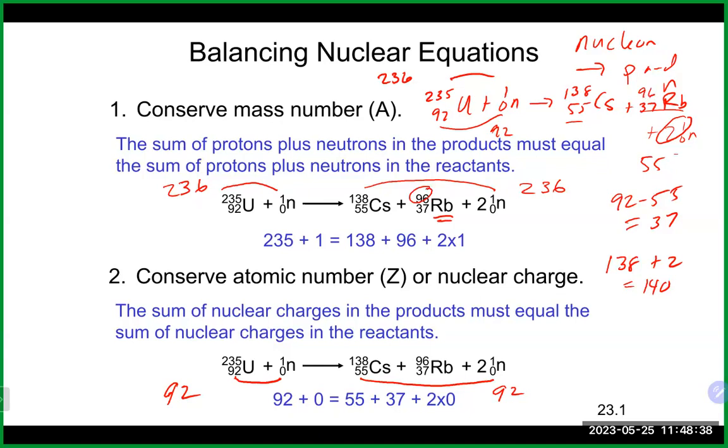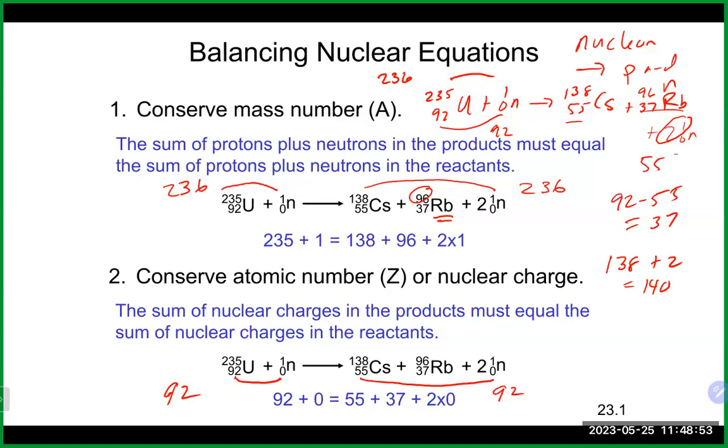So I would approach it by finding the missing atomic number, using the periodic table to figure out what element is perhaps missing, and then doing the math there to figure out the mass number. Any questions on that there?